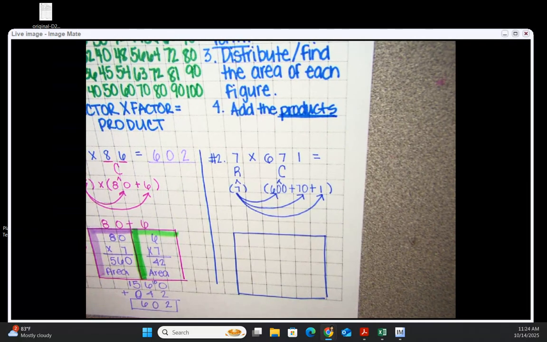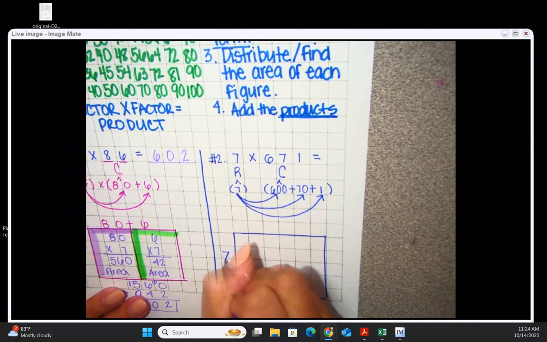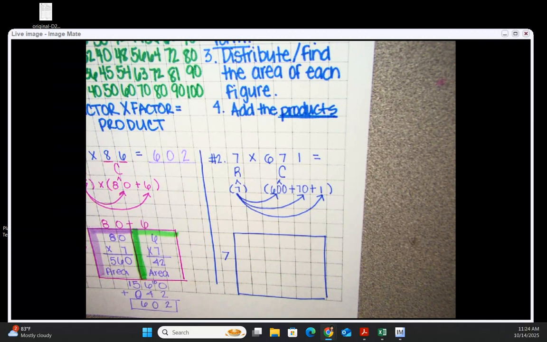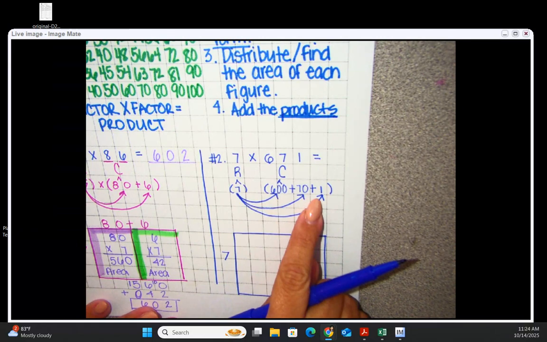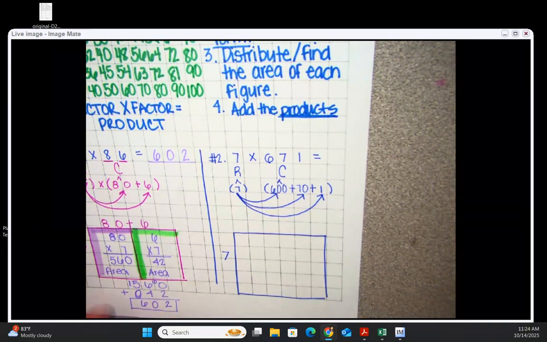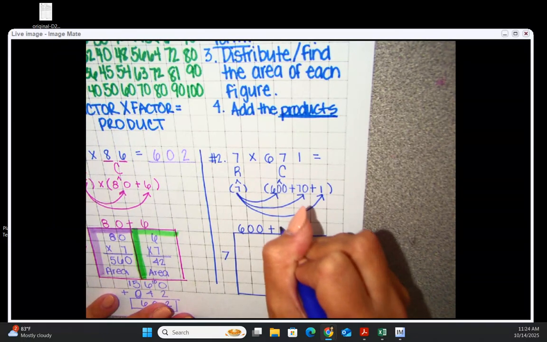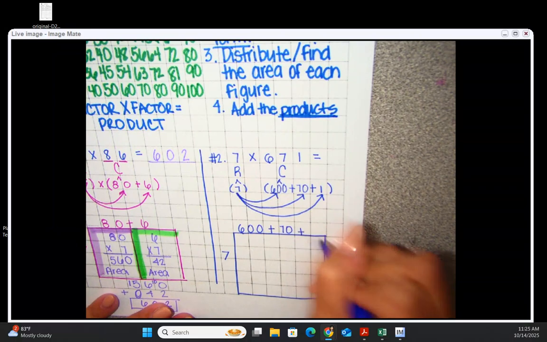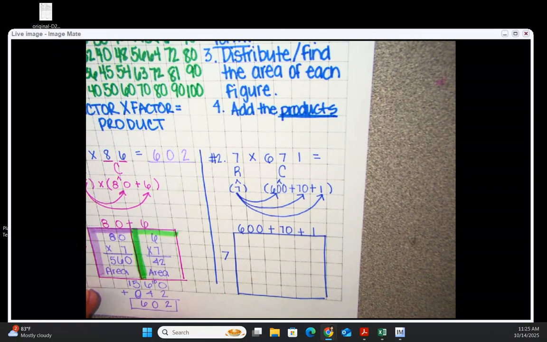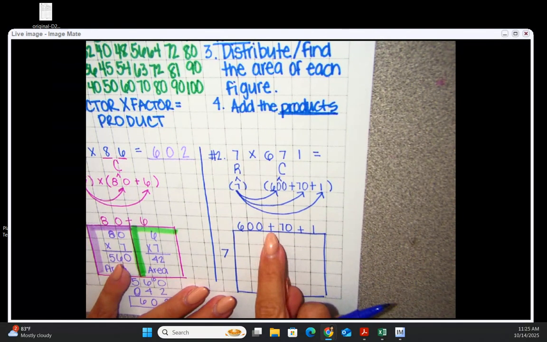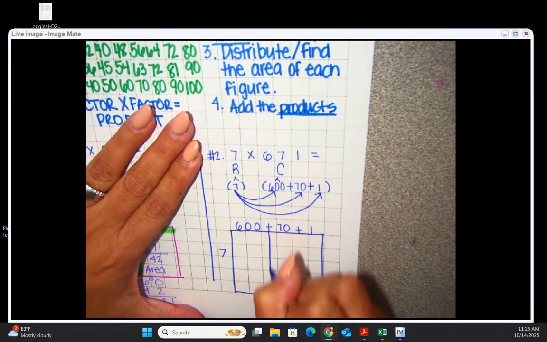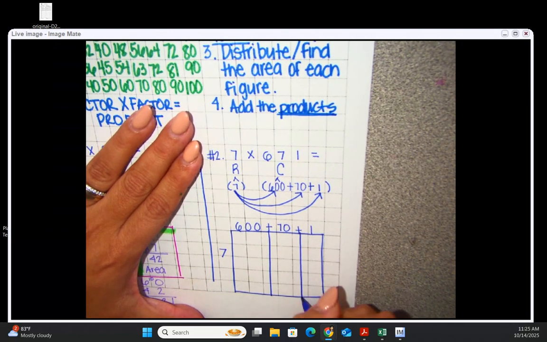Okay, which is my rows? So what am I going to write on the side? 7, because rows go on the side, because row your boat goes sideways. But now look at what happened at the top. I have 3 different numbers, right? So I'm going to write 600 plus 70 plus 1. Yes, very good. Every time you have a plus sign, I'm going to stretch it out and draw my lines.